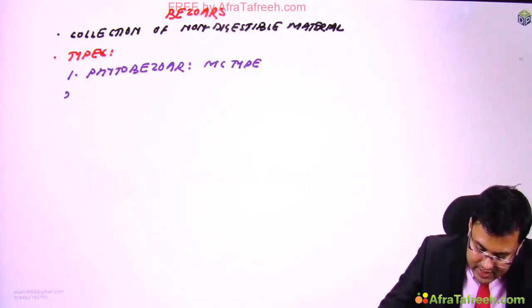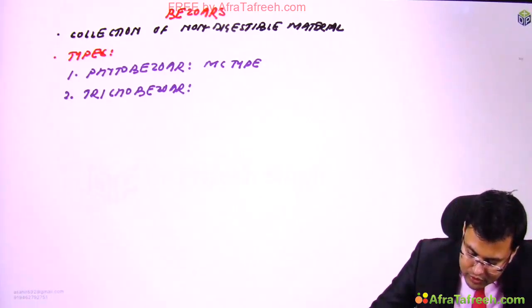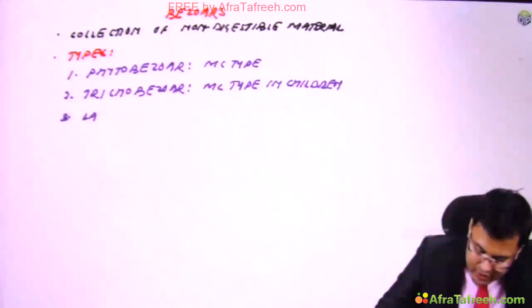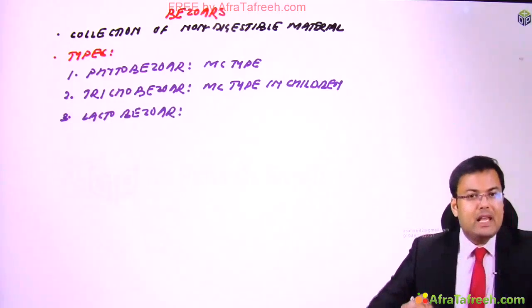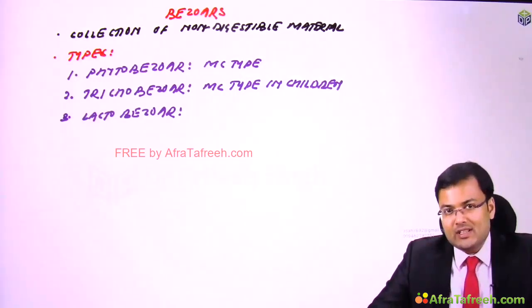Second is trichobezoar. What is this trichobezoar? This is collection of hair, and this is the most common type in children. Trichobezoar is the most common type in children. Third is lactobezoar. What's the problem in lactobezoar? There is collection of milk concretions in stomach, especially in formula fed infants.